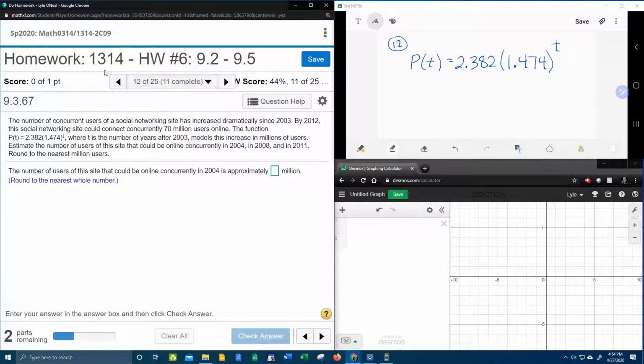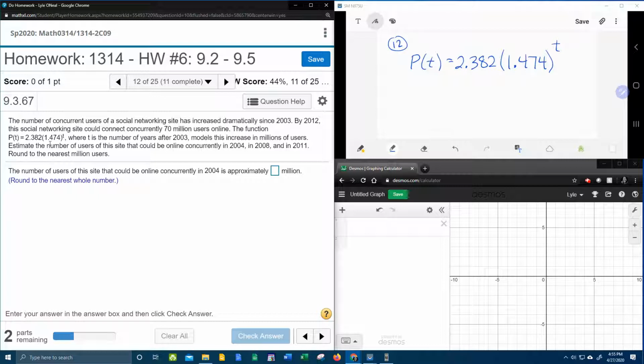Question number 12 in our college algebra homework number 6, in MyLab Math. We have the number of concurrent users of a social networking site has increased dramatically since 2003. By 2012, the social networking site could connect concurrently 70 million users online. And then look at this.